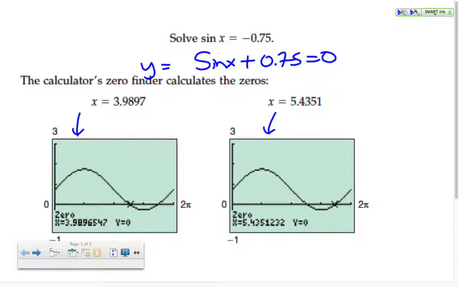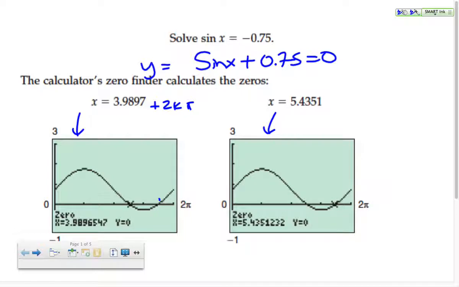Typically, you need to see what your period is, how often the function repeats. In this case, and most of the time, it's going to be 2 pi. Tangents are going to be pi. So you just need to look at your graph and see how often it repeats. In this case, it's 2 pi, so all of our answers are going to be plus 2k pi. Obviously, there are two places where this graph crosses 0, here and here.